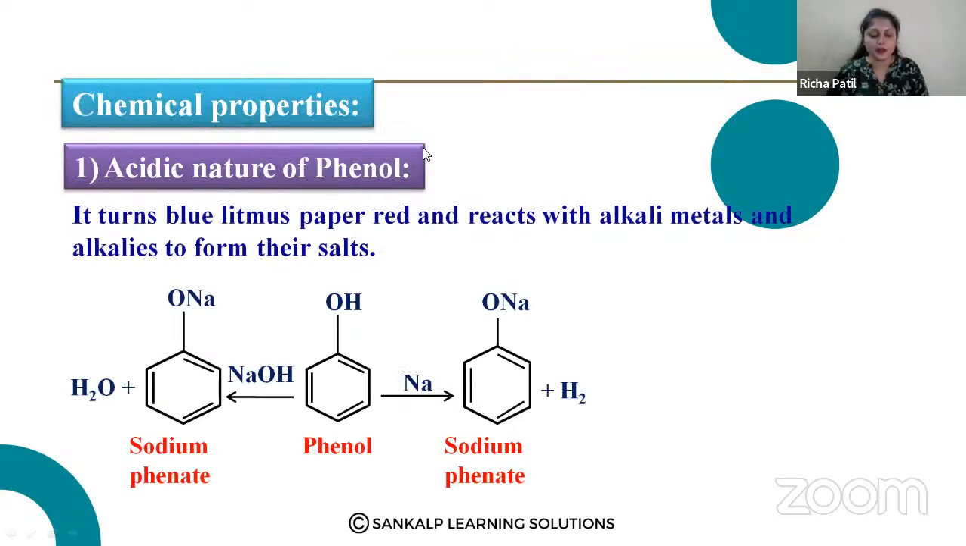So next is chemical properties. Okay, so acidic nature of phenol. So why is the acidic nature? Whenever you want to check the acidic nature, it turns the blue litmus paper red. Okay, and it reacts with, so you can see the reaction.